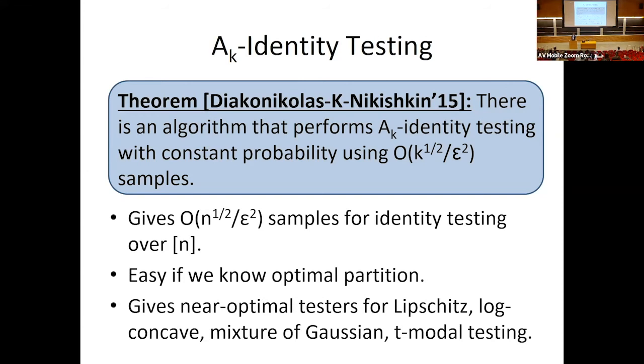The final thing I want to note is that this, as a black box now, gives us testers for identity testing of Lipschitz or log-concave or mixture of Gaussians or T-modal distributions or whatever. And for all of these cases, it gives you near optimal testers. And so this gives us a nice unified theory for structured distribution testing, where for almost all of these natural structures, this single tester gives you basically the right answer. You just need to pick the right value of k.